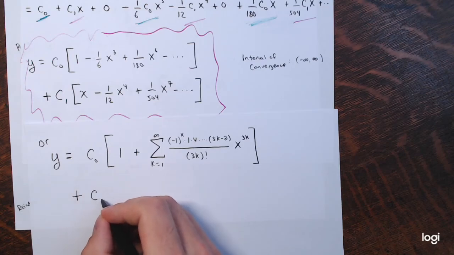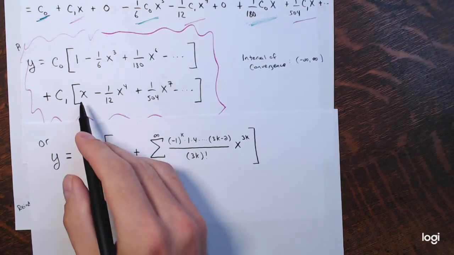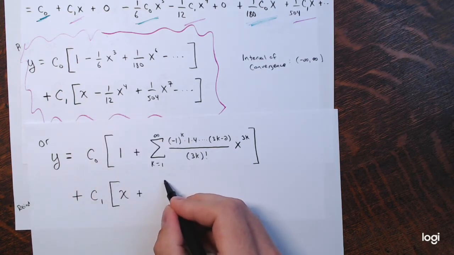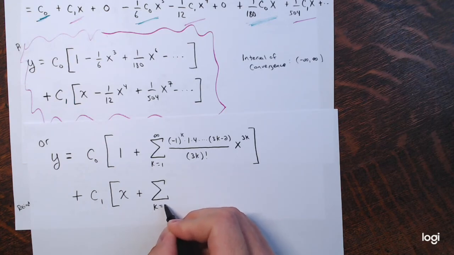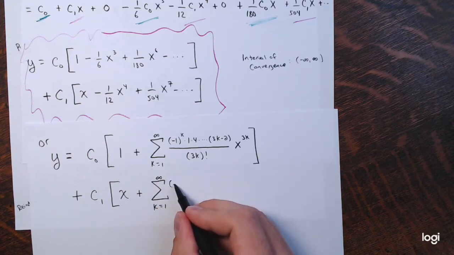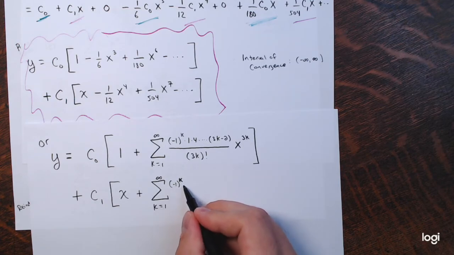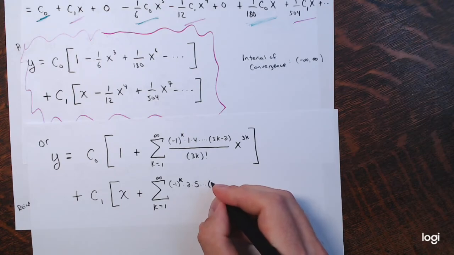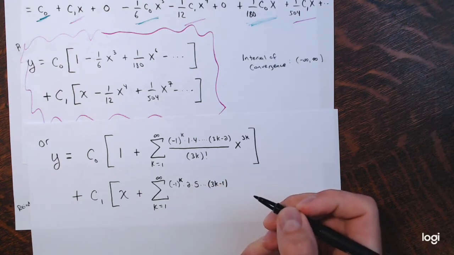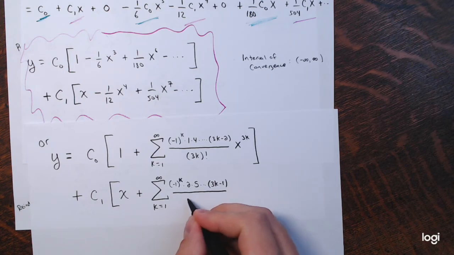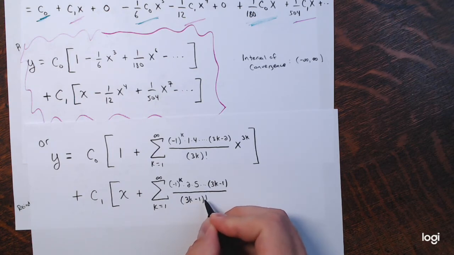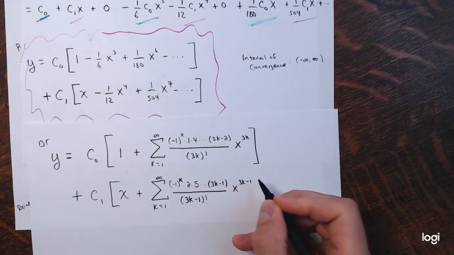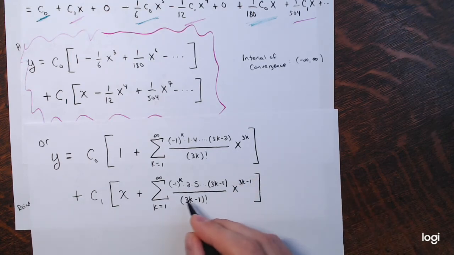Plus c1 times, and again, I have to keep x there. It doesn't work for the coefficient on x, but then the rest of it does. Plus the sum from k equals 1 to infinity of negative 1 to the k times 2 times 5 times all the way up to whatever 3k minus 1 is, divided by 3k plus 1 factorial, times x to the 3k plus 1. And again, you can verify that this series does work.